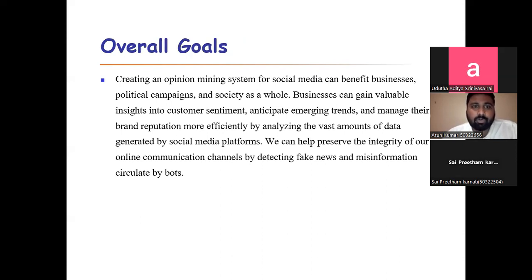So the main goal of this project is creating an opinion mining system for social media. It can be beneficial for many businesses, which can gain valuable insights into customer sentiment, anticipate emerging trends, and manage their brand reputation more efficiently by analyzing these opinions on social media platforms. We can also give the results for political campaigns in advance. Next slide.